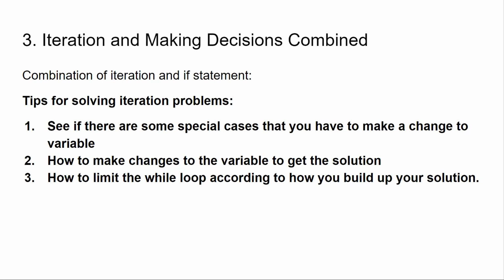You may want to figure out what kind of algorithms, what kind of solutions you have to use to modify the data every time, step by step, or maybe accumulatively. And finally, how you limit the while loop is usually according to how you build your solution. For example, if I want to list all the odd numbers from 0 to 100, you may say, okay, let's start from 101.